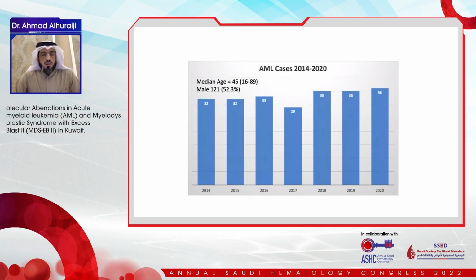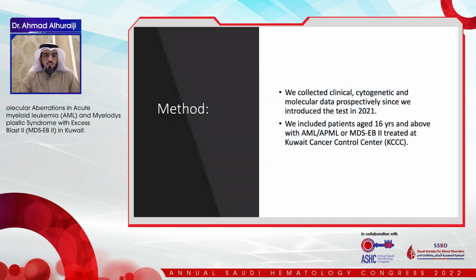Over the last couple of years, from 2014 to 2020, we had around 230 patients with AML referred to Kuwait Cancer Center, which is the only cancer center taking care of AML and malignant hematology. The median age of that group was 45. We tend to have a younger population than what's reported in the West, and almost 52% of those were male. We have almost 30 to 35 cases per year in Kuwait.